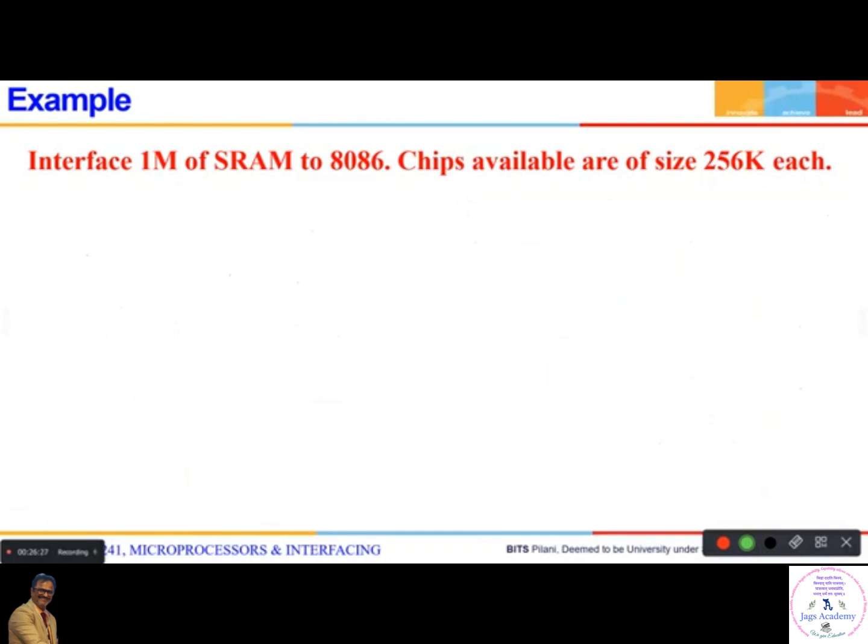Try to understand it clearly. Now, what is required? How much memory do we need to interface? You need to interface 1 mega RAM to the 8086 microprocessor. The chip available is 256K. Now, what is the first work you have to do in this? You have to get a memory tree.